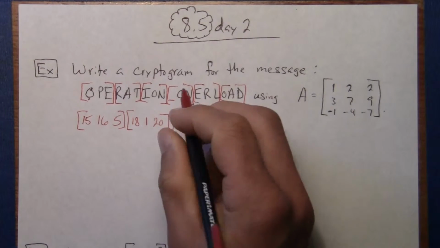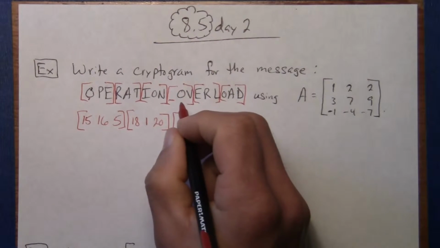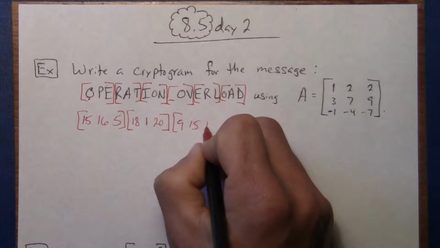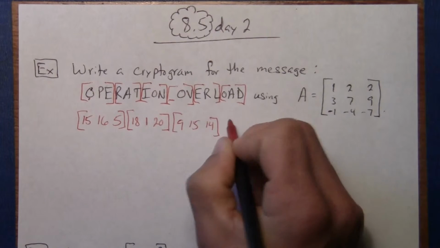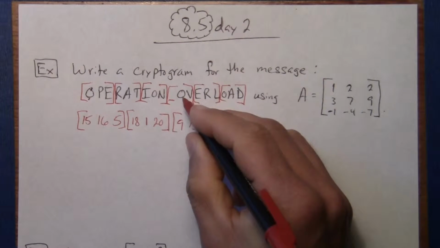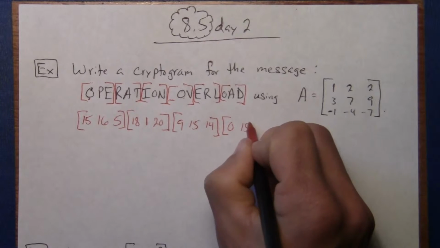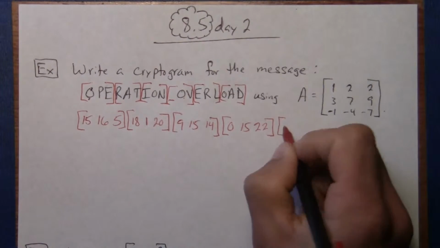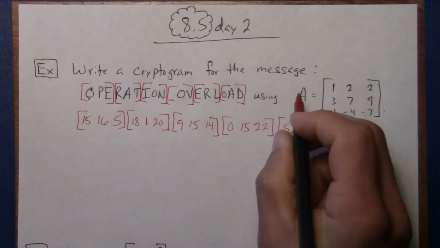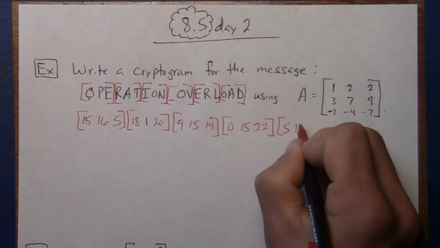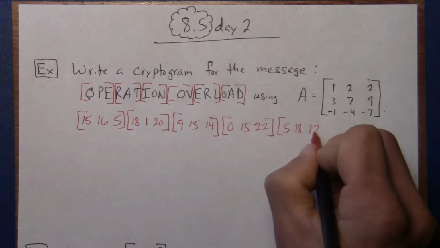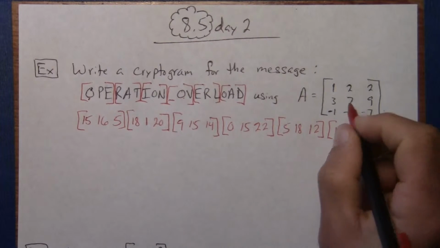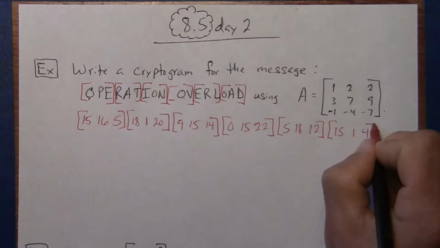I, starting my third matrix, is 9. O is 15. N is 14. And remember, there's a space there, and we use 0 for the space. O is 15. V is 22. E is 5. R ends up being 18. L is 12. And my last matrix that I would need to use is 15, 1, and 4.